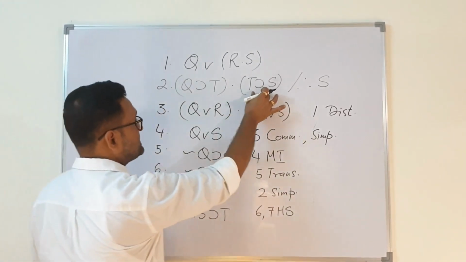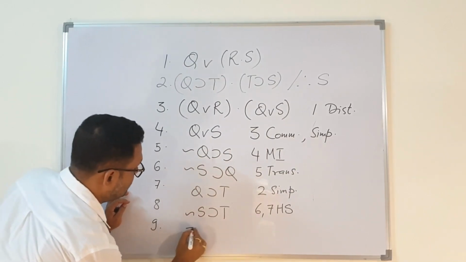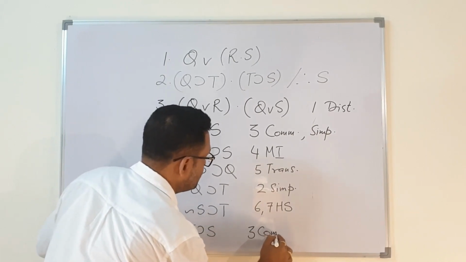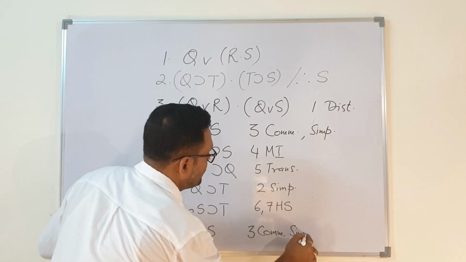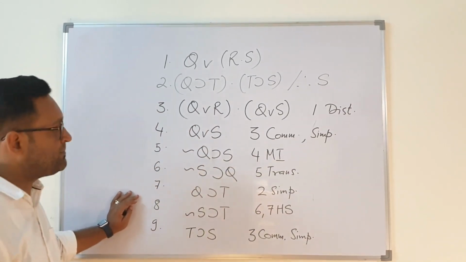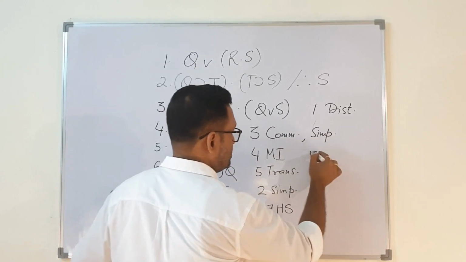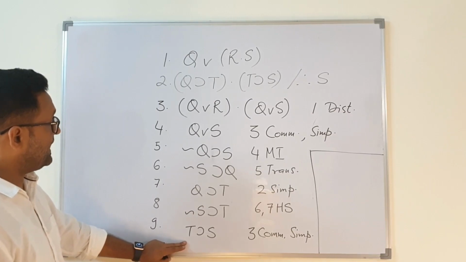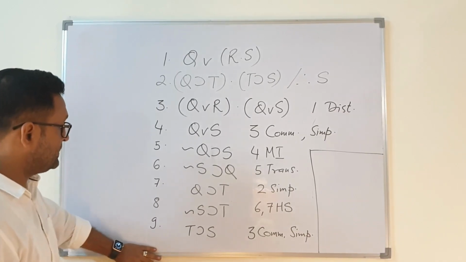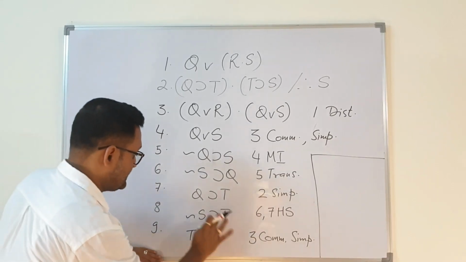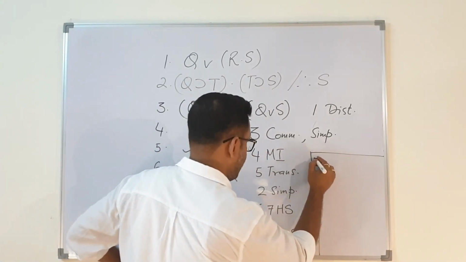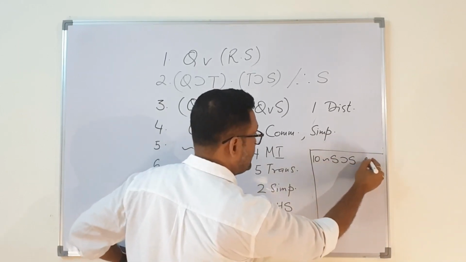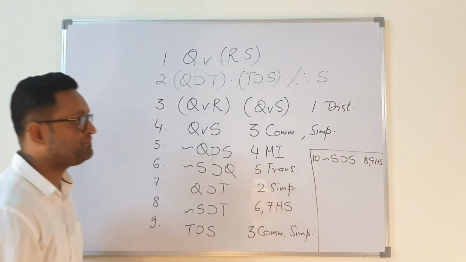Now I will simplify this step. So step number 9, T implies S. Again, I have not only simplified it, I have also commuted it. So commutation, then simplification. Fine. So T implies S has come. Okay. Now I have got T implies S, and I have got negation of S implies T. So I will write negation of S implies S. This will be 8, 9 hypothetical syllogism, right?